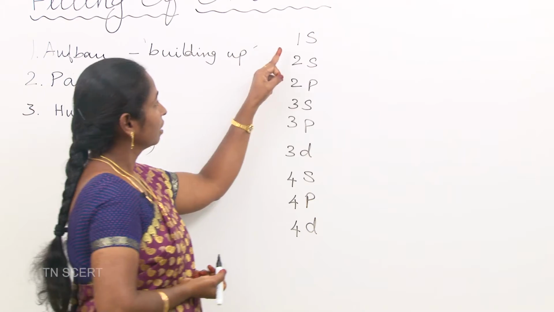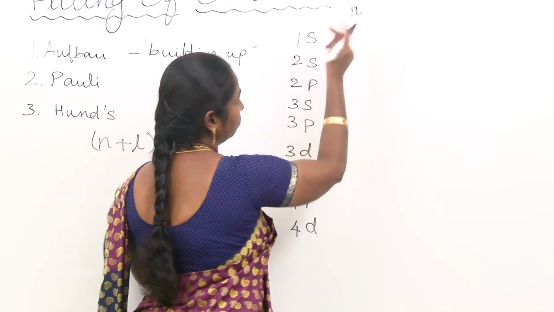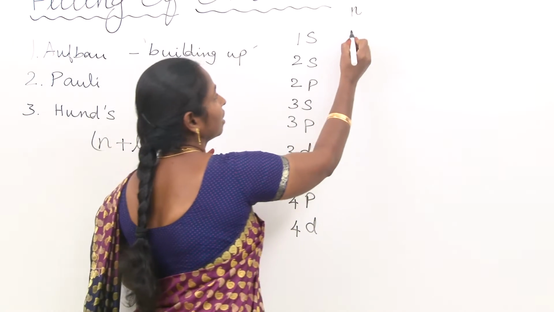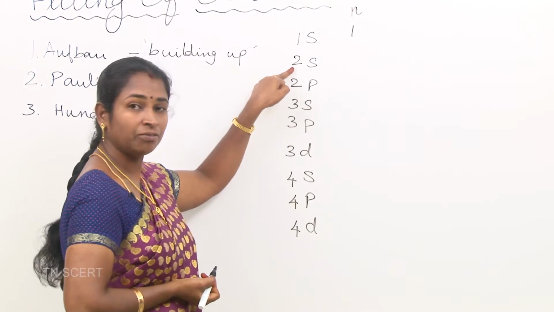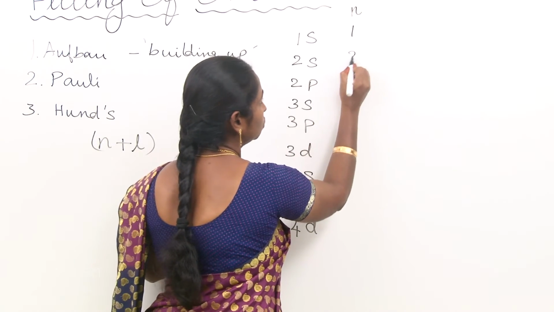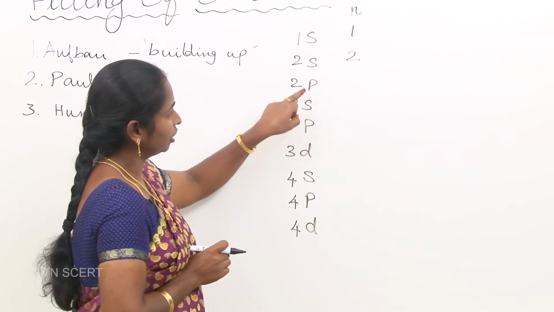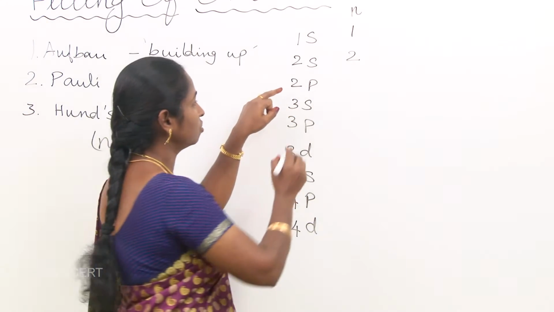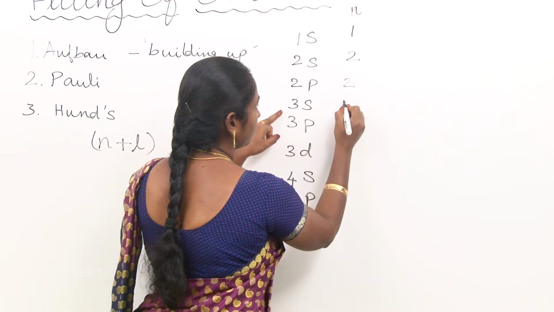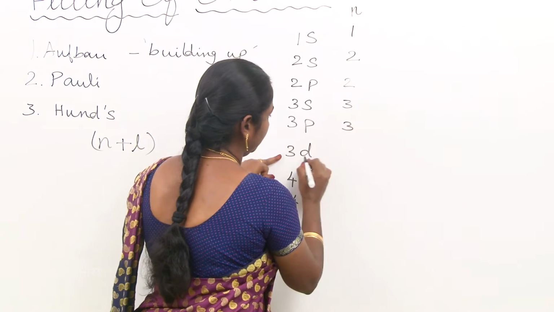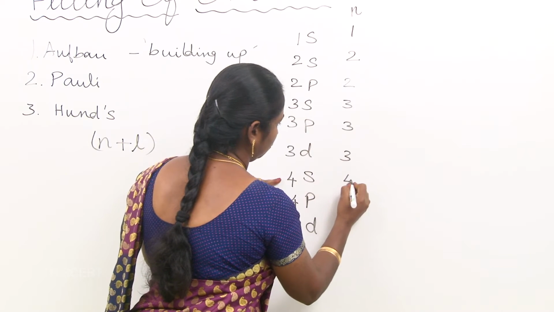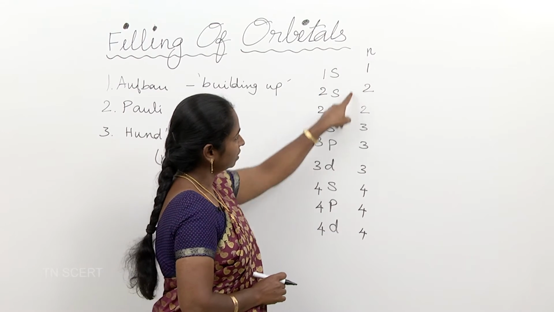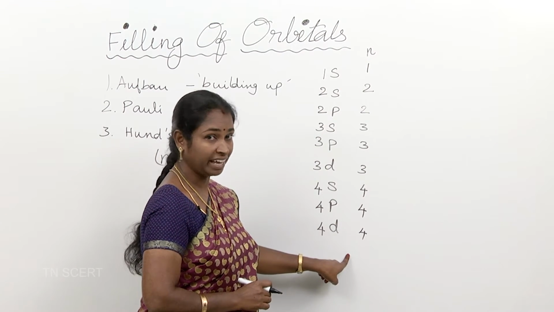Now, write the value of n for these orbitals. What is the value of n for 1s orbital? It is 1. What is the value of n for 2s orbital? It is 2. You know the number written before the orbital indicates the n value, isn't it? So, now you can write here 2, 3, 3, 3, 4, 4, 4. These are the values of n.